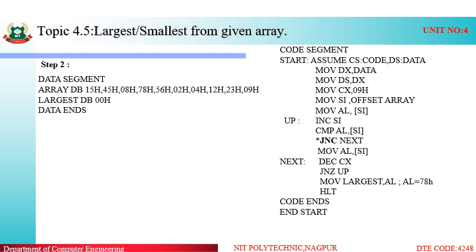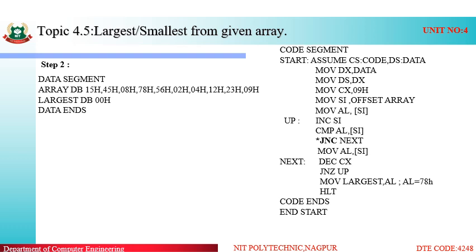0th index was containing 15H, and by INC SI we have incremented the index. So now the index is 1. The 1 index contains the element 45H. Next step we will compare AL with SI.